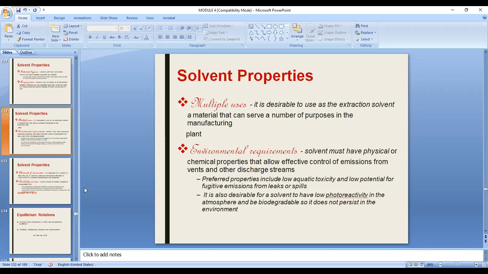Now, in terms of environmental requirements, so solvents must have physical or chemical properties that allow effective control of emissions from vents and other discharge streams. Simply put, your effluents should be easily containable should there be any problem to those emissions or effluents. So preferred properties include low aquatic toxicity and low potential for fugitive emissions from leaks or spills. Now, it's also desirable for a solvent to have low photoreactivity in the atmosphere and be biodegradable so that it does not persist, of course, in the environment.